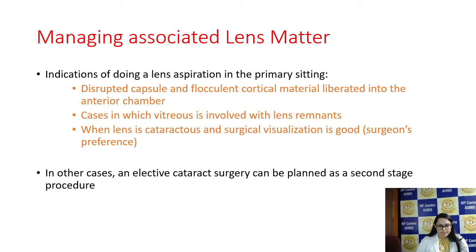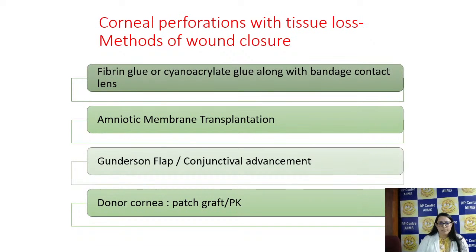However, in most other cases, elective cataract surgery is planned as a second stage procedure, which gives us a more controlled environment. Also, for the management of corneal perforations with associated tissue loss, there are various methods of wound closure. The most preferred one is the fibrin glue or cyanoacrylate glue along with a bandage contact lens. In other cases, amniotic membrane transplantation or a Gunderson's flap can also be done. In cases where there is availability of donor cornea, a patch graft or a penetrating keratoplasty can be done based on the extent of the perforation tissue loss.